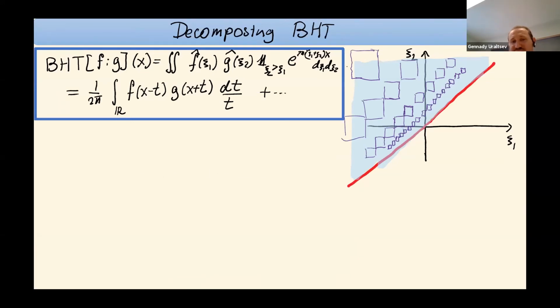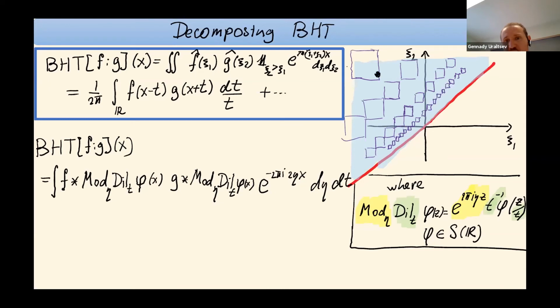So the thing is, now you can actually try to translate this kind of pictorial representation into a decomposition of the operator itself. So what does it mean to multiply a function in Fourier space? It means to convolve it in physical space. So what we do is we try to represent this little tensor product. So how do we represent it?